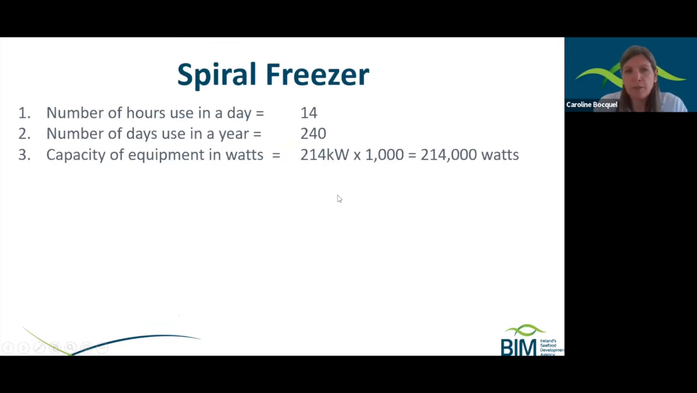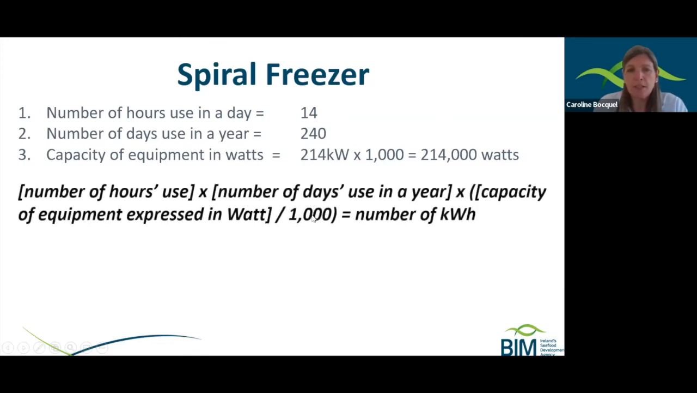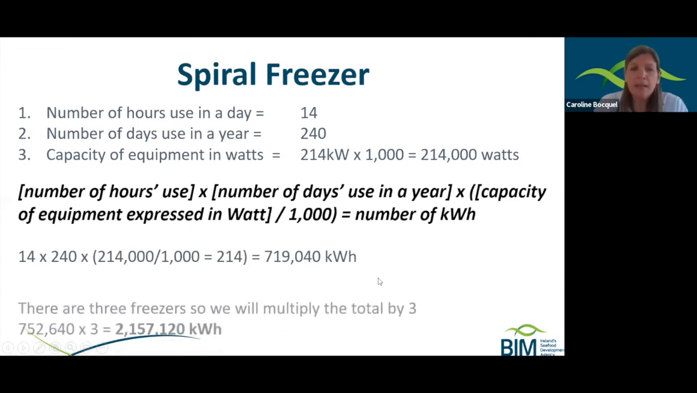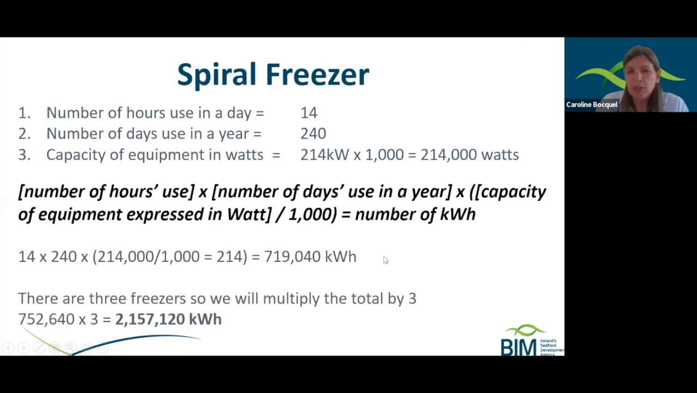the number of days used in a year at 240, and the capacity of the equipment in watts is 214 kilowatts, multiplied by 1,000 is 214,000 watts. Again, putting this into our formula, multiplying 14 by 240, and then taking the 214,000 divided by 1,000 is 214, and that gives us a total of just over 719,000 kilowatt hours, a very significant increase over the previous device. And in this case, we're going to say that we have 3 freezers, so we're going to multiply that by 3. So that gives us just over 2.1 million kilowatt hours.